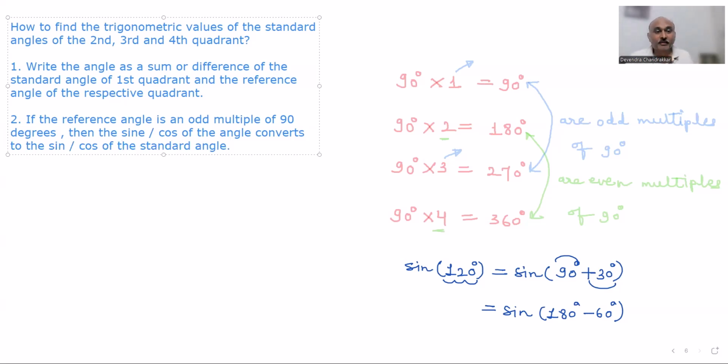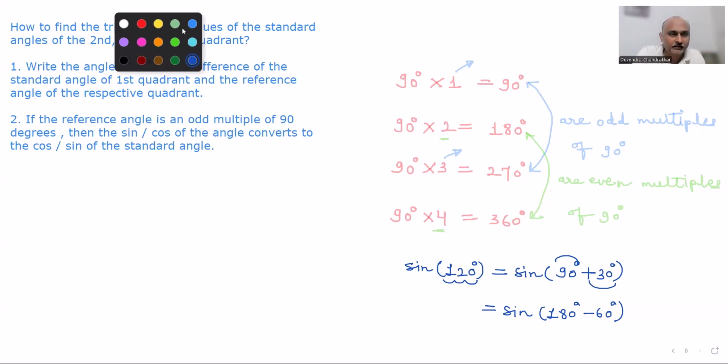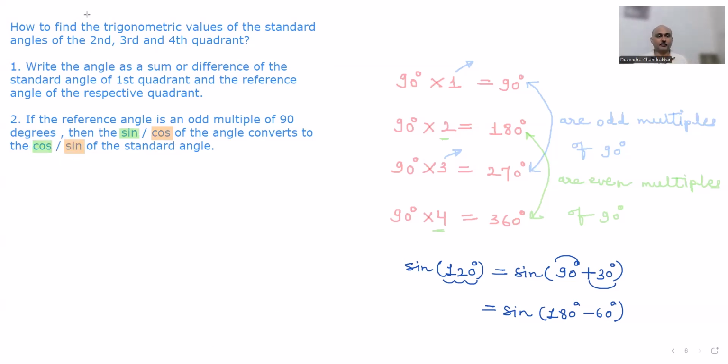ठीक है, इसका क्या मतलब हुआ बेटा, ध्यान से सुनना। इसमें उल्टा है, ये sine converts to cos और cos converts to sine. I'll just color it for your convenience, ठीक है, so that you can easily refer to it. So sine converts to cos and cos converts to sine.